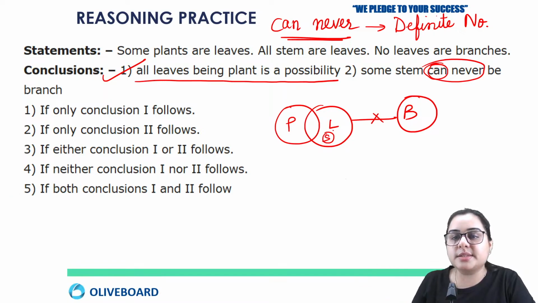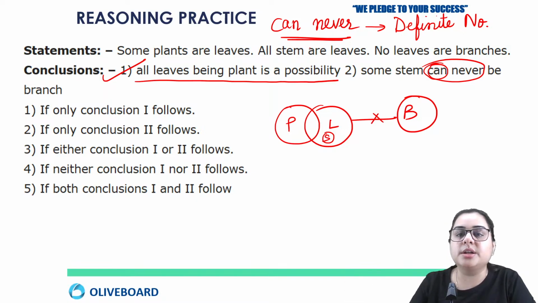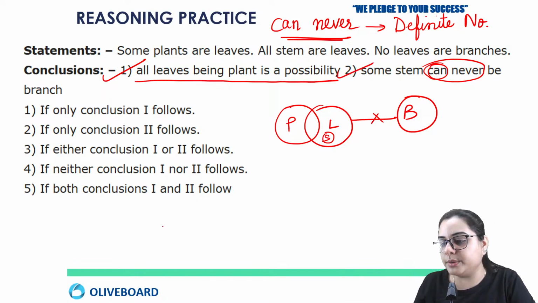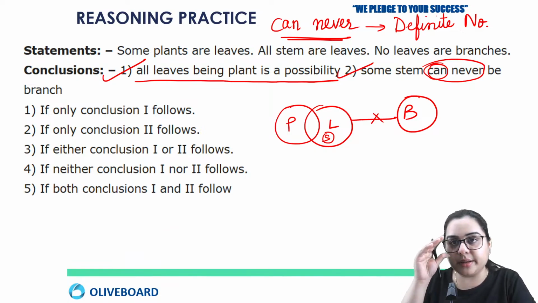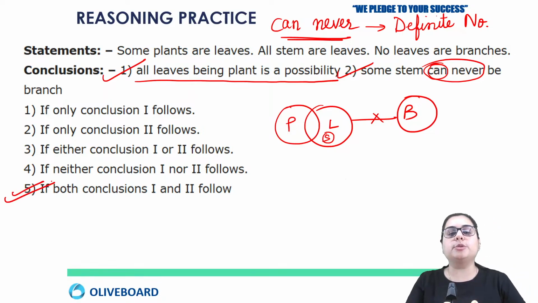That there are some stems that can never be branched. So already we can see that all stems cannot be branched. So that means some stems are also not branched. So second one is also correct. Yes, can never means definitely not. Nikhil, correct. So here both 1 and 2 are correct, and hence the answer here will be option number 5.